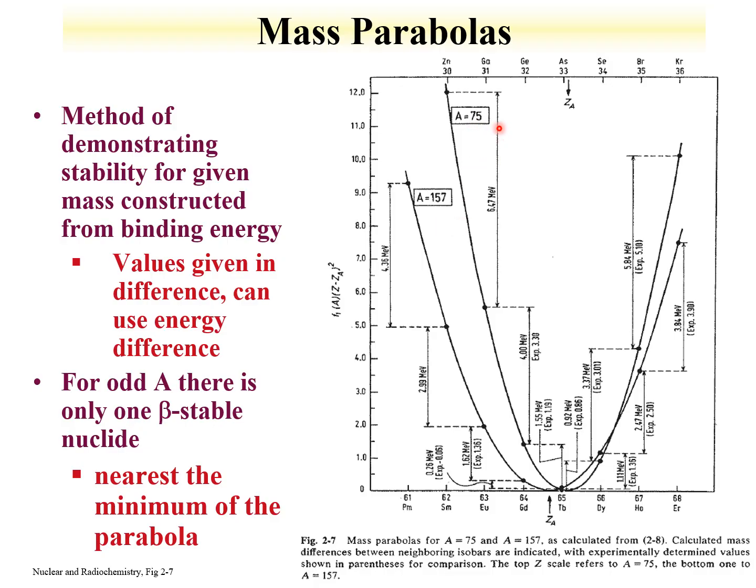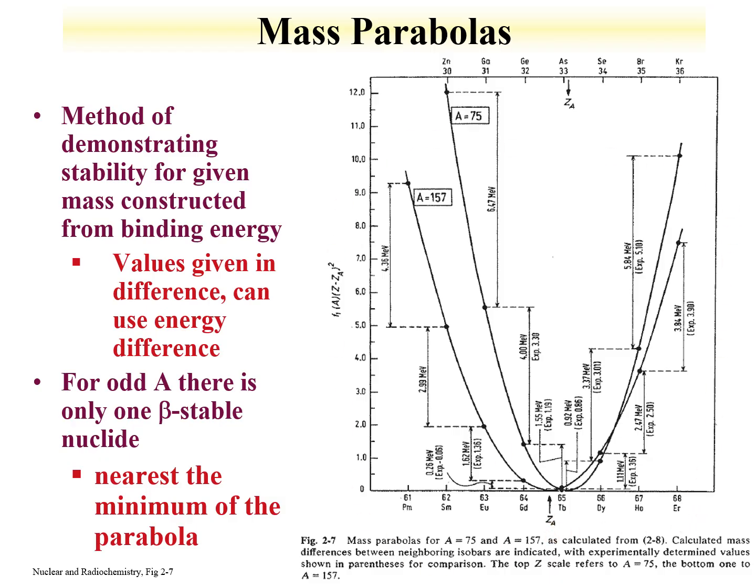So zinc 75 decaying to gallium 75 has this much energy, gallium to germanium, germanium to arsenic, and we see that there's a stability point here at arsenic. Krypton decays to bromine, bromine to selenium, and then the selenium to arsenic. If we go to the 157, we're looking at the lanthanides, we see a similar trend. So what this shows is it's a way of plotting the energy from one isotope to another, and it also clearly identifies those stable isotopes.